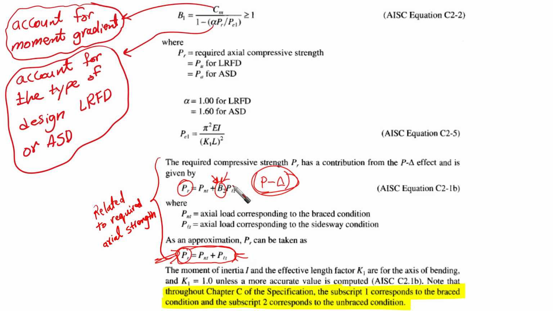The amplification actually is important for moments. It is most important for moments. Okay, the moment of inertia I and the effective length factor K1 are for the axis of bending, and K1 equals 1 unless a more accurate value is computed. So K1 is taken as 1 always, unless you have better information about this. Note that throughout chapter C of the specification, the subscript 1 corresponds to the braced condition, and the subscript 2 corresponds to the unbraced condition, and I have mentioned this before.